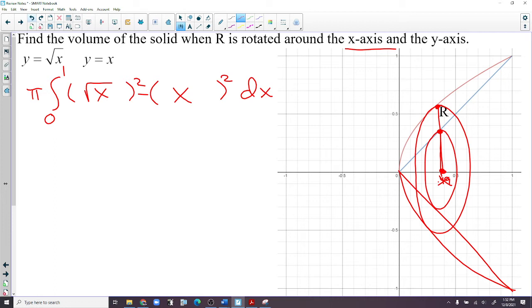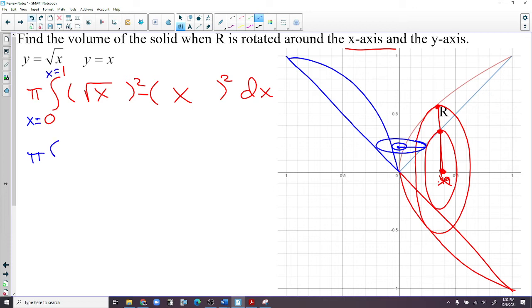Now if we take that same thing and we rotate it around the y-axis, it looks something like that. Rotate, rotate. Now we're picking a y value to get this length. We're picking a y value to get that length right there. So now this one's going to be dy. So this one was x equals 0 to x equals 1. This integral is y equals 0 to y equals 1 dy.